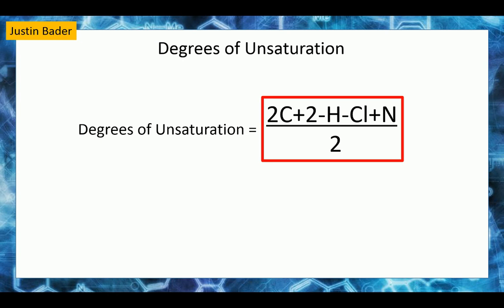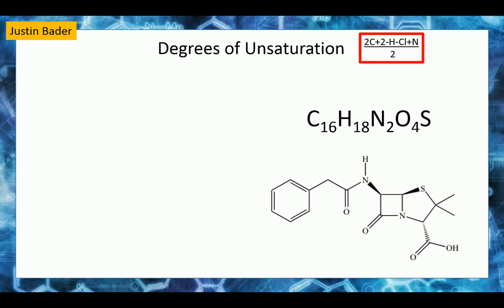So the formula for the degrees of unsaturation is 2 times the number of carbons plus 2 minus the number of hydrogens minus the number of halogens, such as chlorine, fluorine, bromine, iodine, and so on, plus N, divided by 2. So let's do an example. We'll do an example for the exact same molecule we did earlier. This is the formula here on the right, and what we're going to do is 2 times the number of carbons plus 2 minus the number of hydrogens plus the number of nitrogens divided by 2.